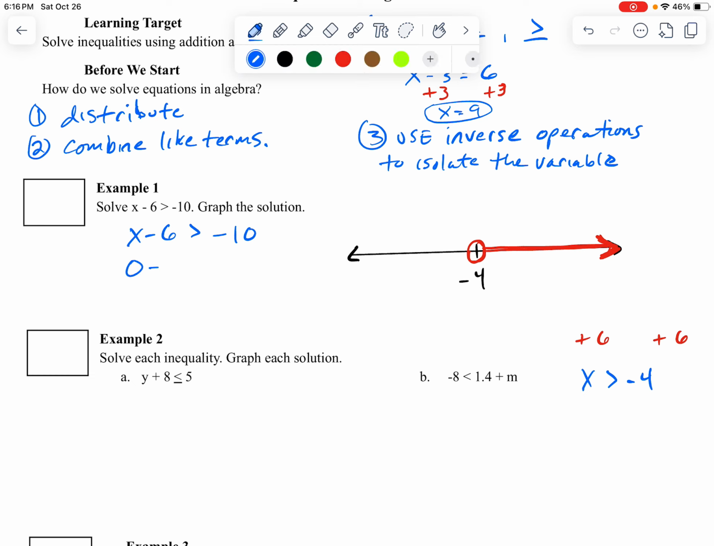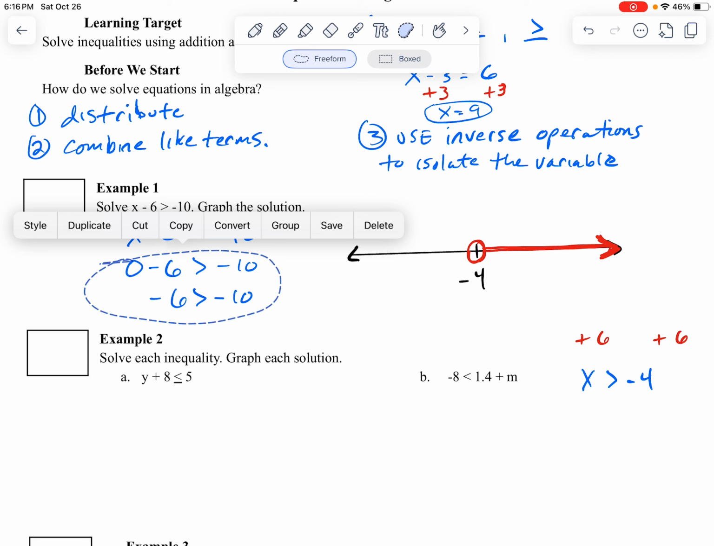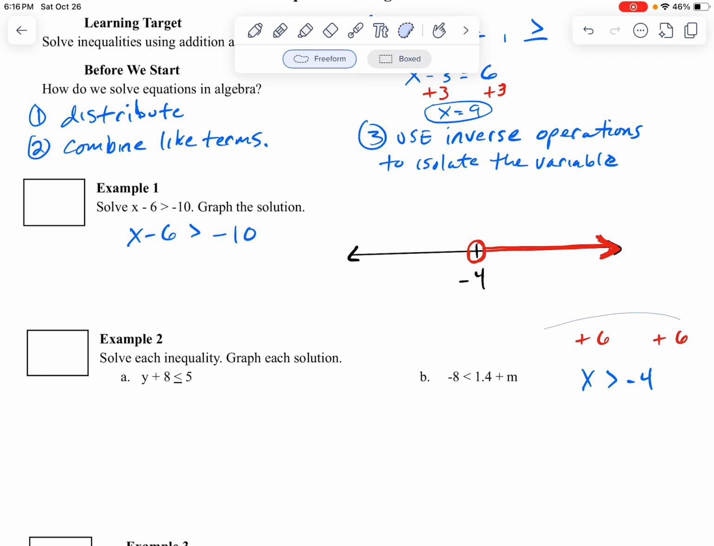So for example, 0 minus 6 is -6. Is that greater than -10? Yes, it is. It's to the right of -10 on the number line, therefore it is greater. So if you need to pause and think about that for a minute or go back to some other examples, I would recommend doing that, because that's a really important idea that's going to come back when we're doing all sorts of other graphing as well.